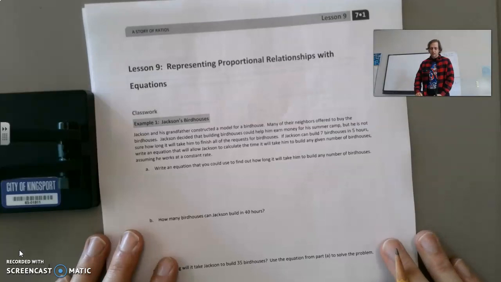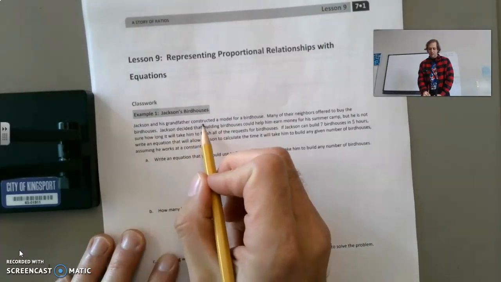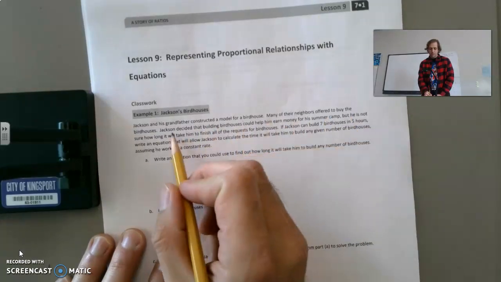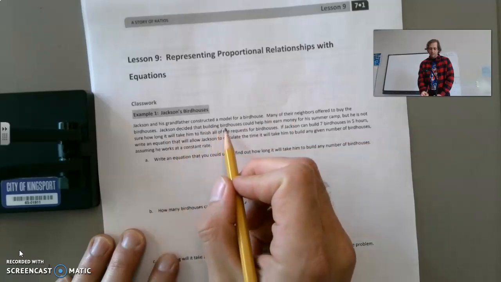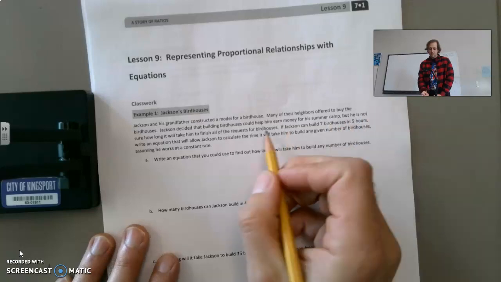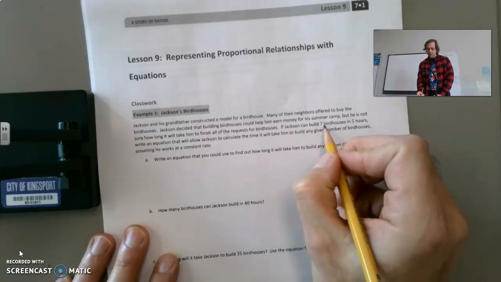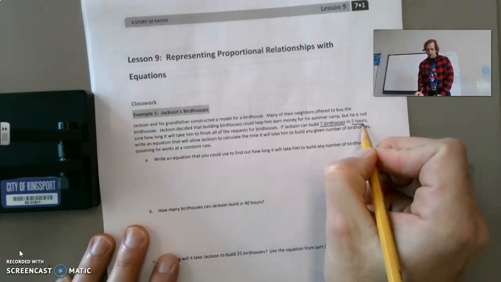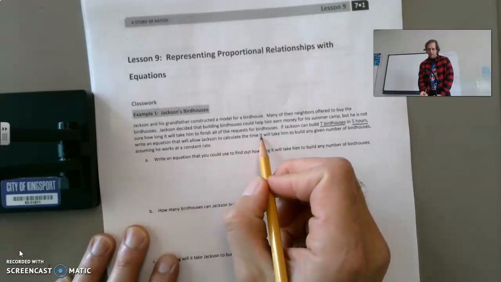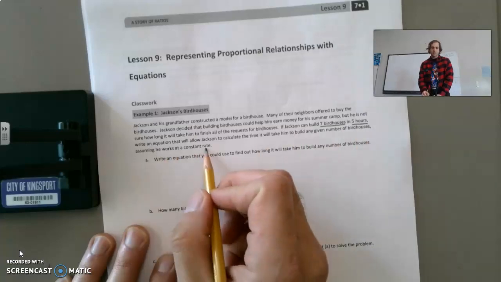So, in our first example, we're talking about a boy named Jackson and his grandfather. They construct model birdhouses. Many of their neighbors want to buy them. Jackson decided that building birdhouses could help him earn money for summer camp. He's not sure how long it will take for him to finish the request for the birdhouses. If Jackson can build 7 birdhouses in 5 hours, write an equation that would allow Jackson to calculate the time it will take for him to build any number of birdhouses, assuming he works at a constant rate.